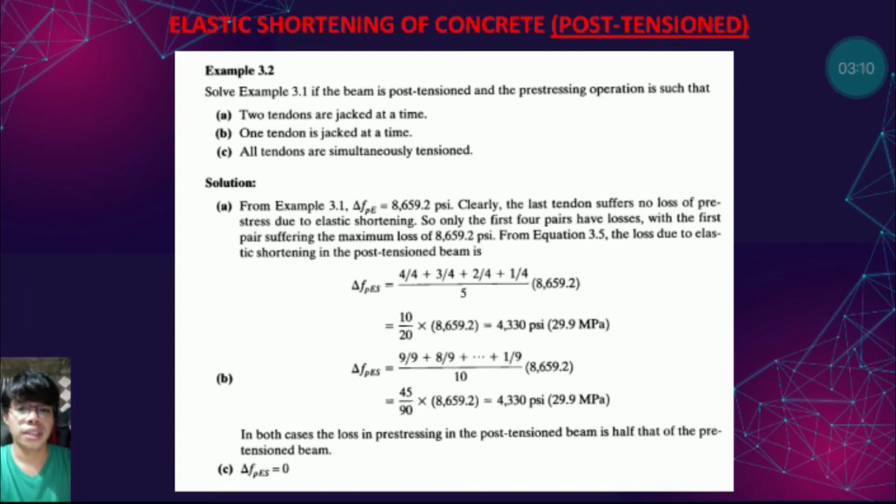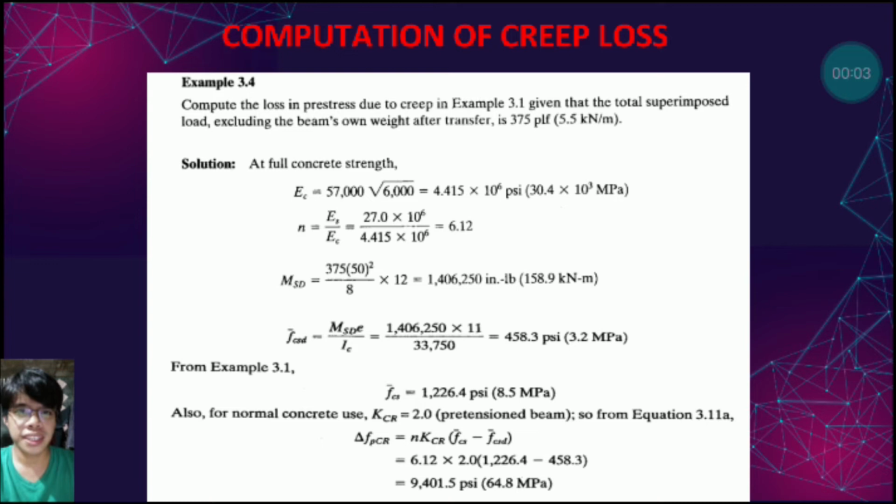For situation C, we know that if all tendons are tensioned simultaneously, the loss due to elastic shortening will be 0. Therefore, the answer for this problem is the loss of prestress due to elastic shortening is equal to 0.